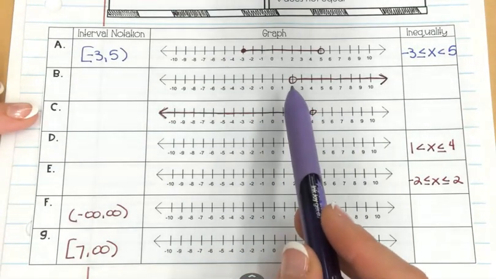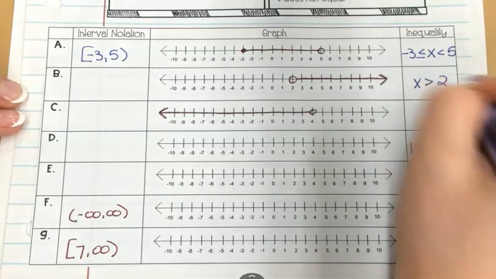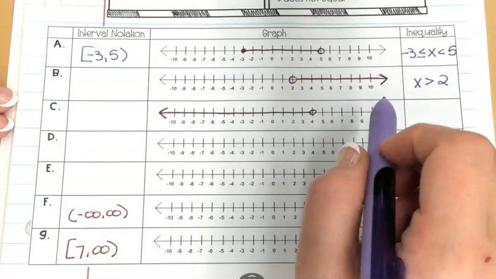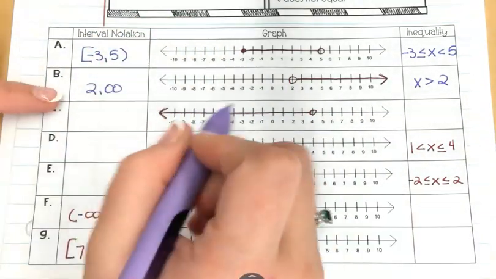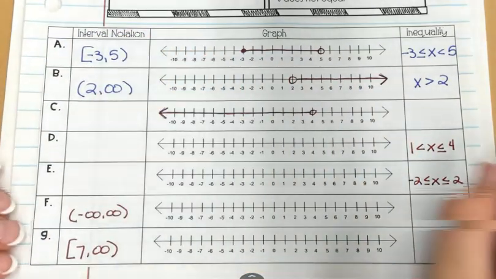Okay, on B, open circle at 2 going off to infinity, that means that x is greater than 2. I do not underline it because it's an open circle and it never stops, so I only have one part of my inequality. In interval notation, that would be from 2 to positive infinity, 2 getting a parentheses because it's an open circle, and infinity always.